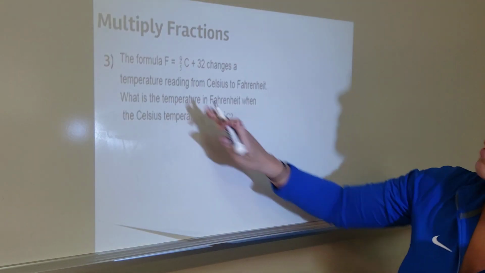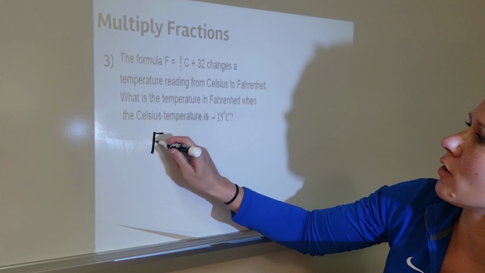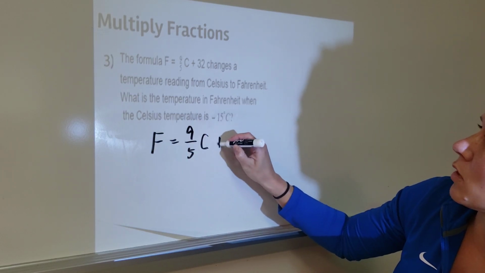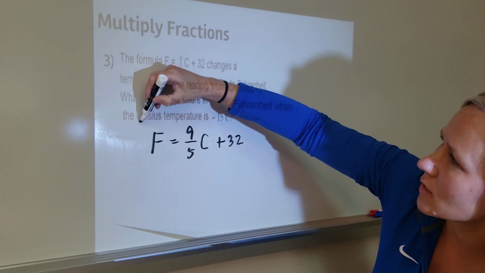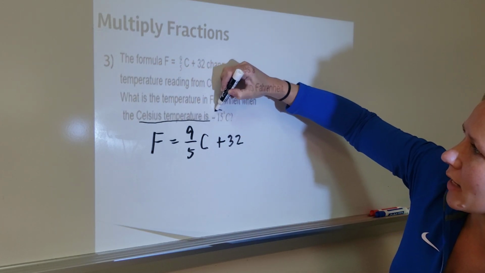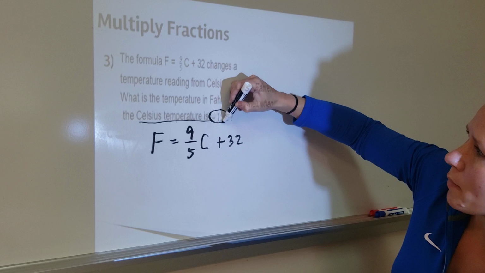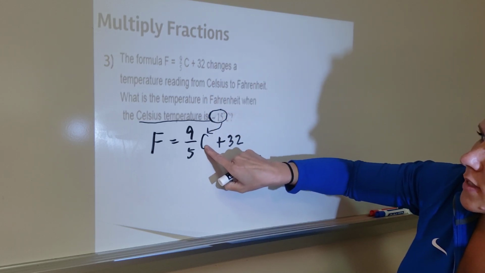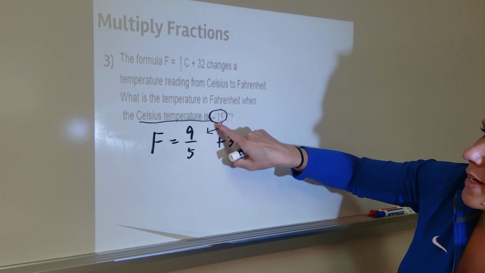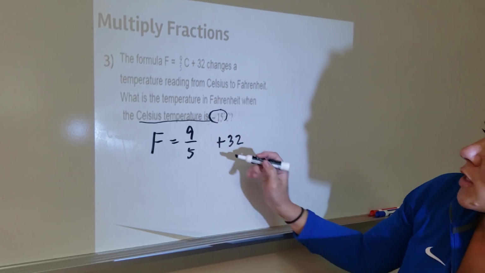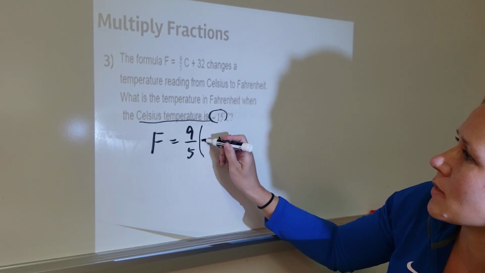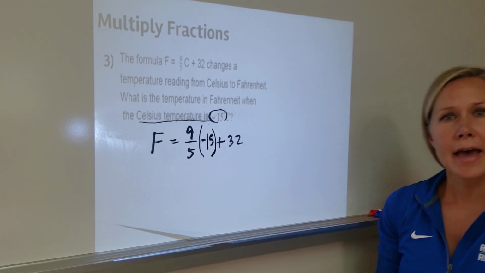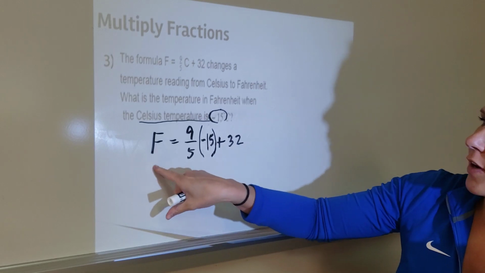So I'm going to begin by writing down this formula. Fahrenheit equals 9/5 times Celsius plus 32. Now it tells us the Celsius temperature is negative 15 degrees. So I'm going to replace it in the formula for Celsius. Instead of writing C, I'm going to make it negative 15. So this is going to be 9/5 times negative 15. There we go. Now I'm going to solve for Fahrenheit.